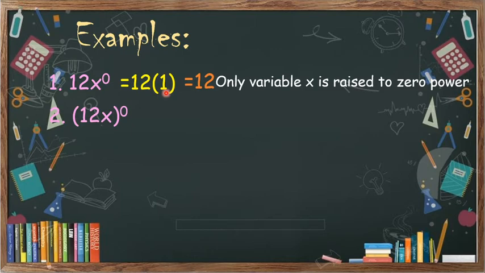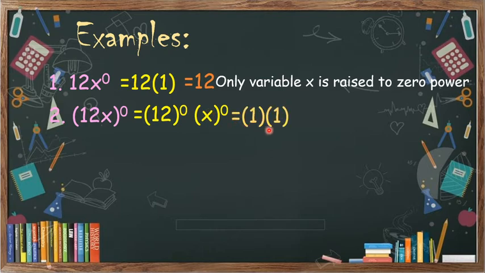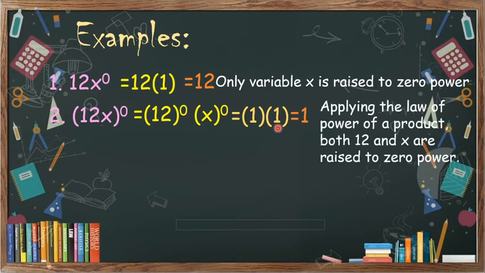Next, the quantity of 12x raised to 0. Since 12 and x are both included in the 0 power, we can distribute the 0. So we have 12 raised to 0 and x raised to 0. That is 1 times 1, or equivalent to 1. Applying the law of power of a product, both 12 and x are raised to 0 power.